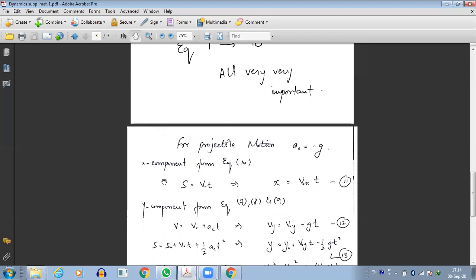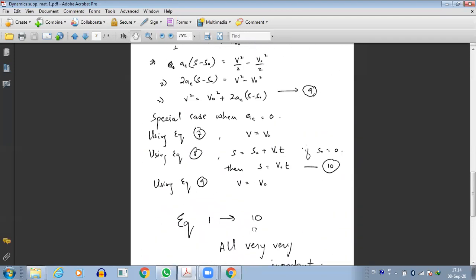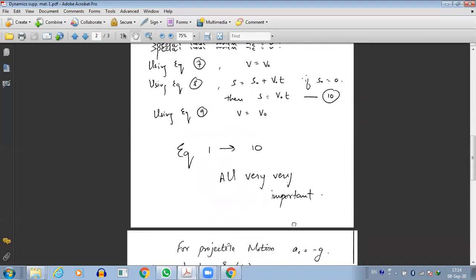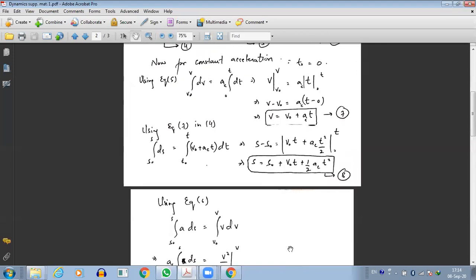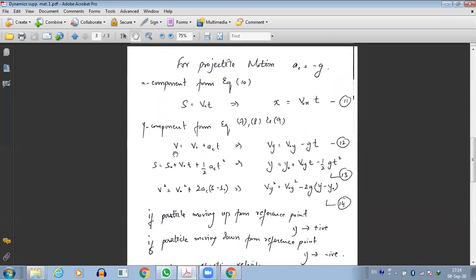Okay, now for the y component of the projectile motion, because we have a constant acceleration, which is a_c equals negative g, all the above three equations, equation number 9, 8 and 7, are applicable. So let's see how they would look. Equation number 7, v equals v naught plus a_c t, will become v_y equals v naught y, because it's a y component, minus gt.